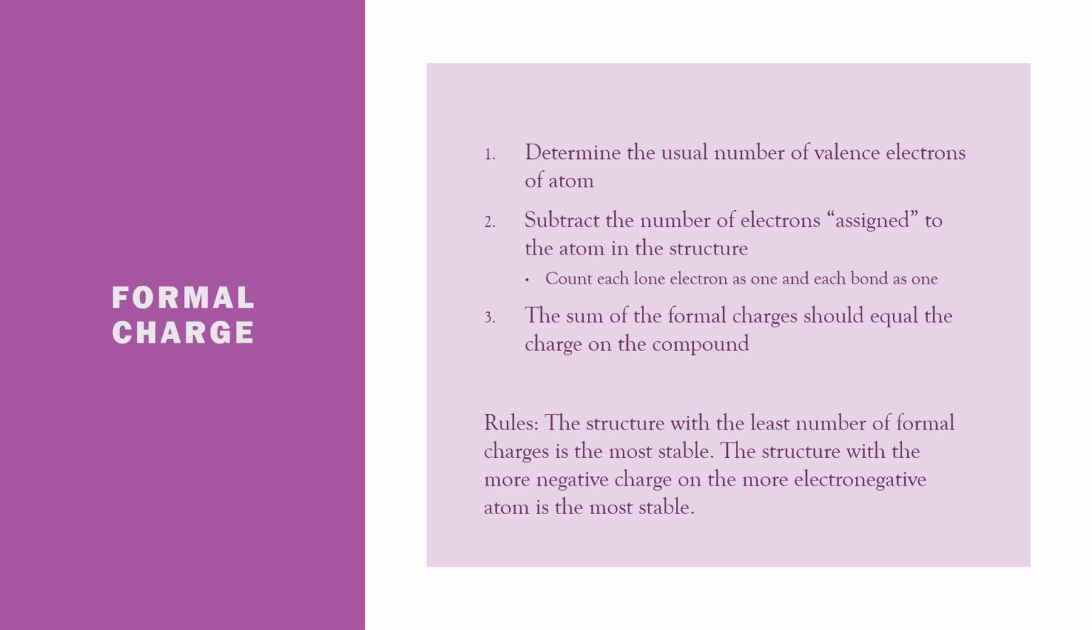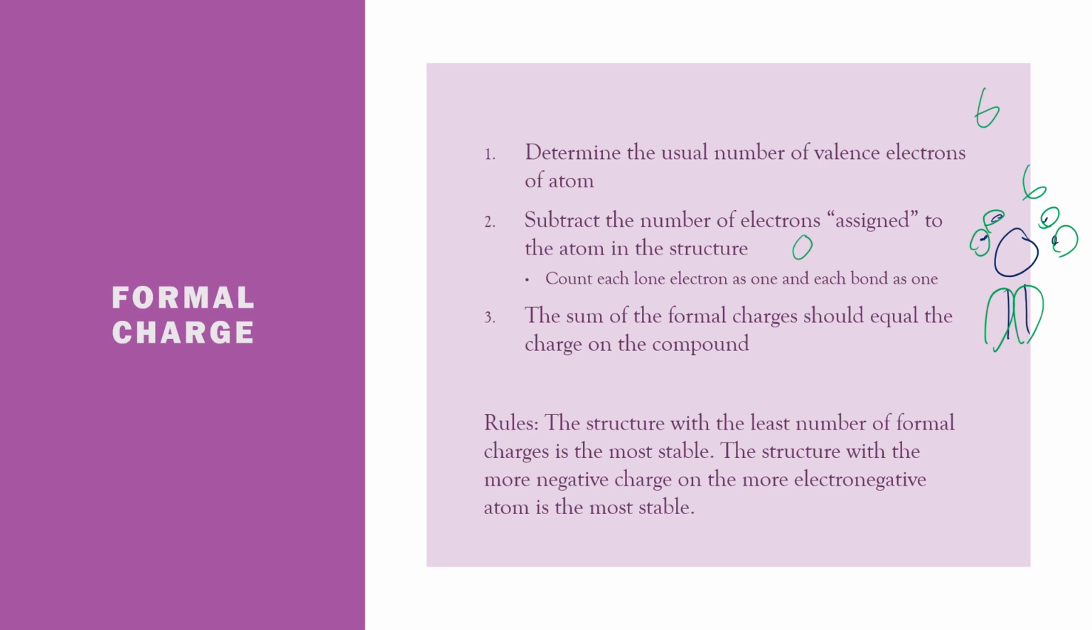So let's say, for example, you have an oxygen atom with 2 lone pairs and 2 bonds. The number of electrons assigned to it would be 6. So you would count 1, 2, 3, 4, 5, 6. 6 electrons assigned to it. Since oxygen normally has 6 valence electrons, you would do 6 minus 6, so its formal charge is 0.